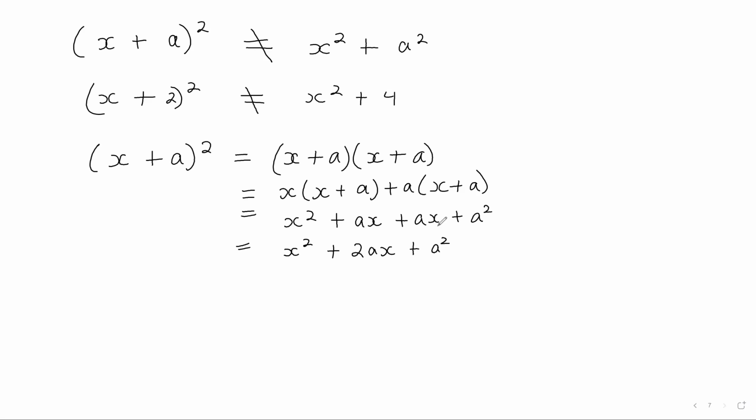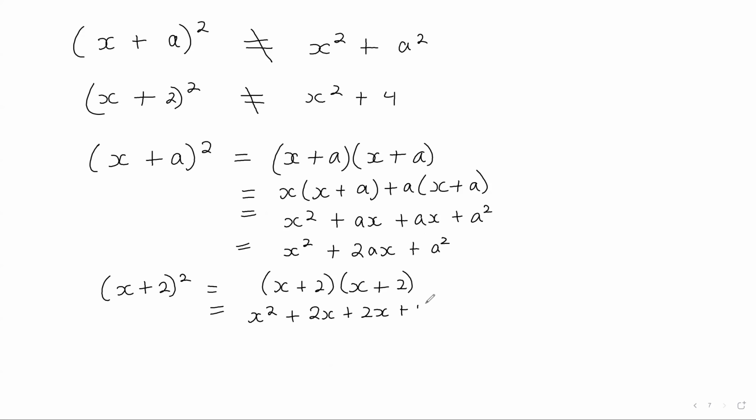All right. So if I had x plus 2 all to be squared, that would be equal to x plus 2 multiplied by x plus 2. And that gives me x by x, which is x squared, x by 2, which is 2x, 2 by x, that's 2x, and 2 by 2, which is 4. And together, it'll be x squared plus 4x plus 4.